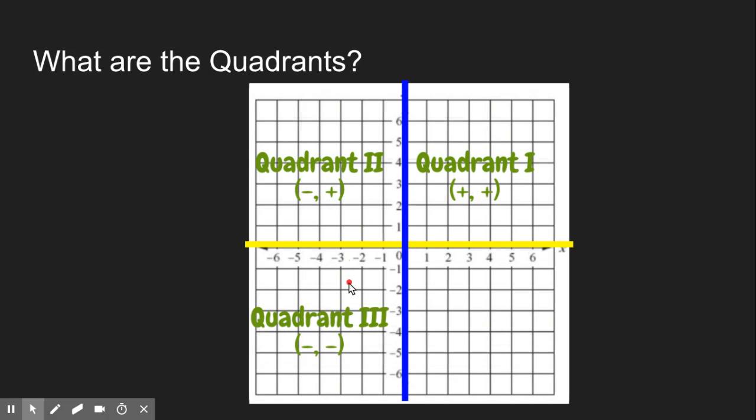Quadrant 3 is down here at the bottom. The signs of both coordinates are negative. So it's a negative x and a negative y. First we go left and then we go down. We end up in this area. It's called quadrant 3. Both are negative.